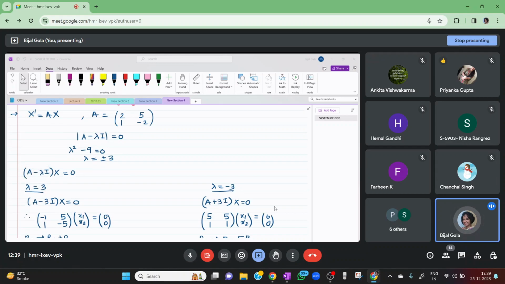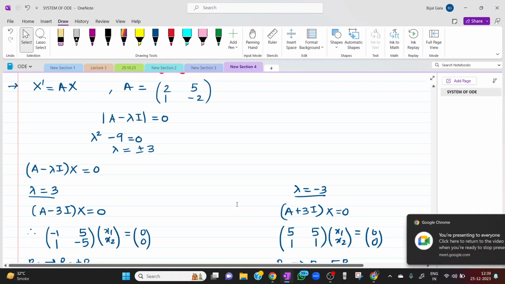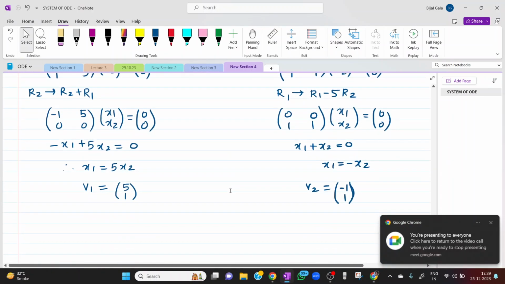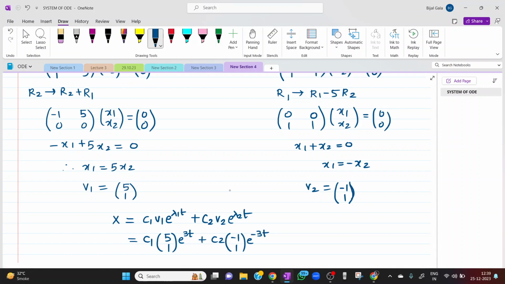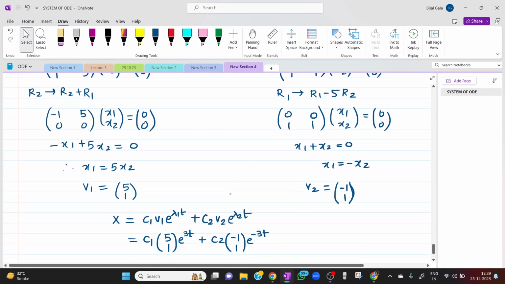So you know how to now consolidate it into a solution. You just have to write C1 V1. Okay, capital X over here would be C1 V1 e raised to lambda 1 t, plus C2 V2 e raised to lambda 2 t. C1 as it is, (5, 1) e raised to 3t, C2 as it is, (-1, 1) e raised to minus 3t. Correct, no? So we took first one as plus 3, second one minus 3.